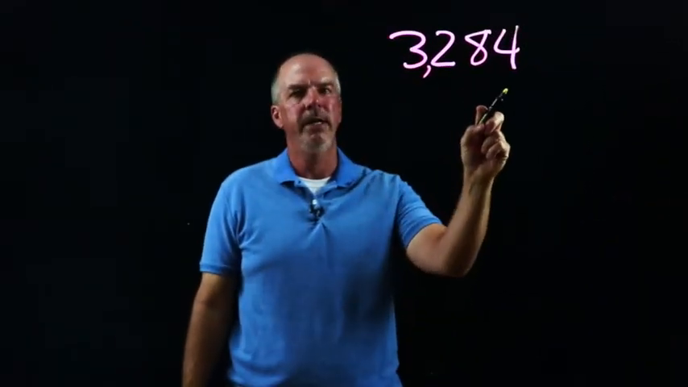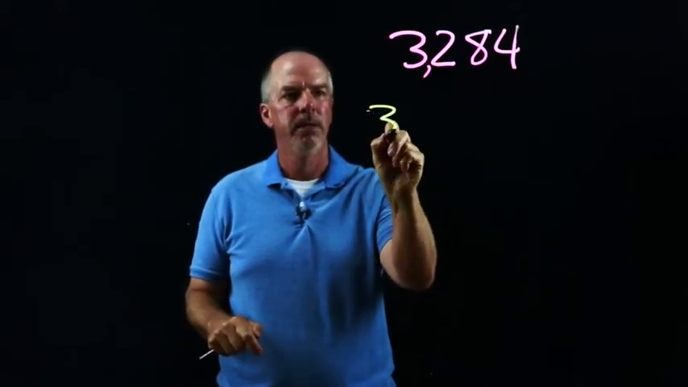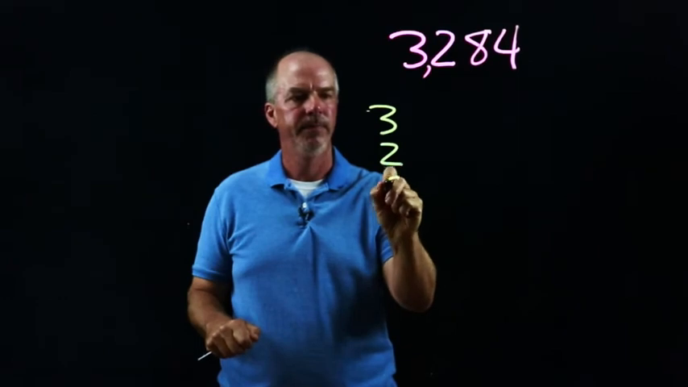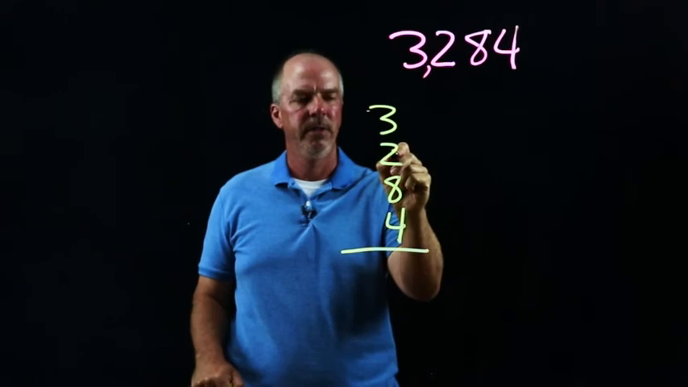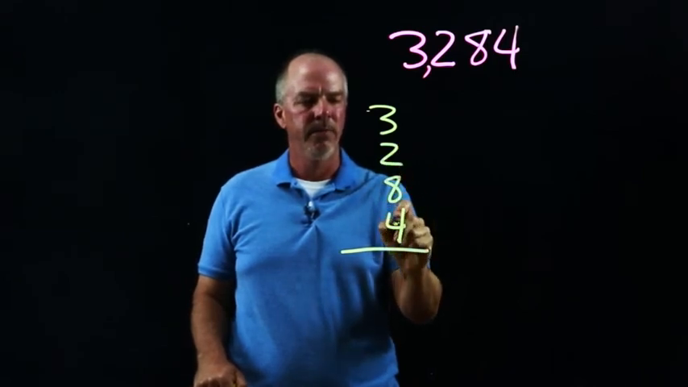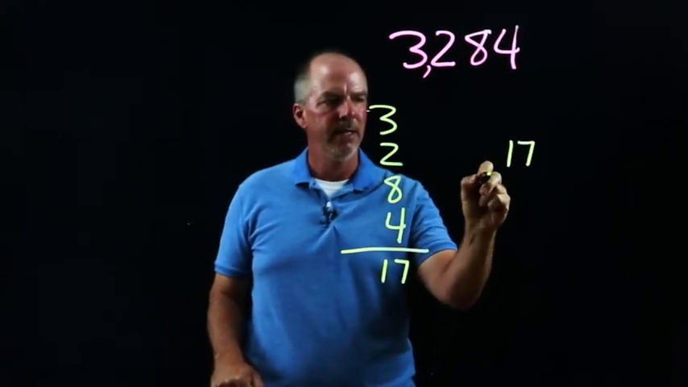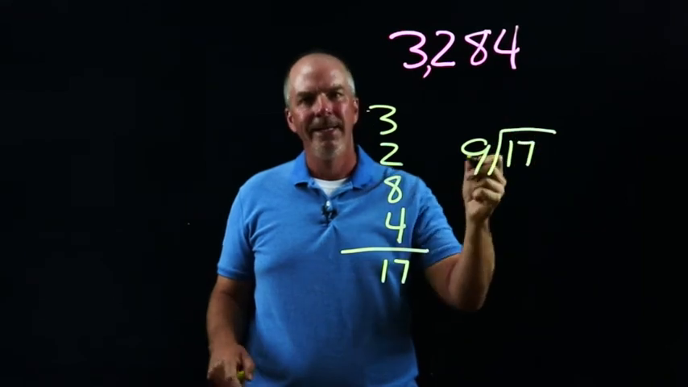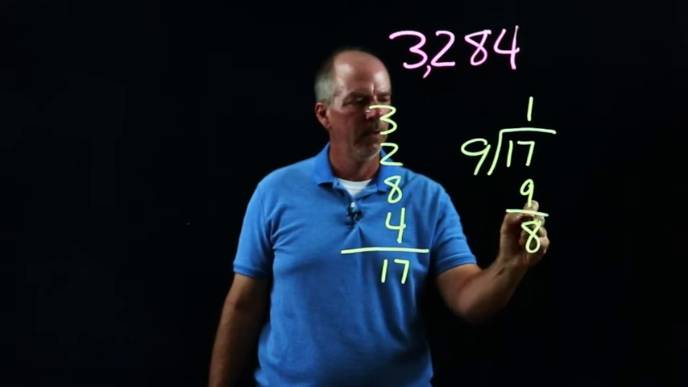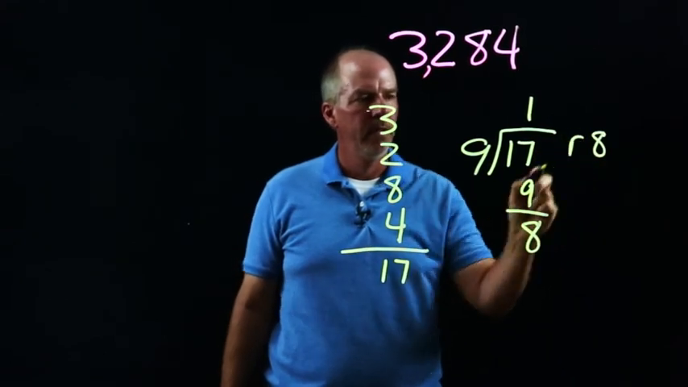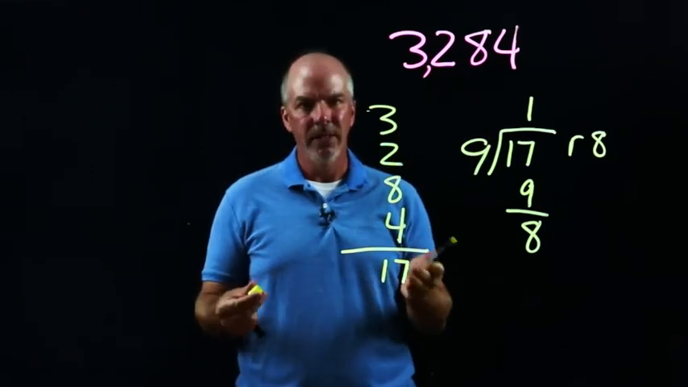Okay? Let's look at one more. Okay, 3,284. Is that divisible by 9? Okay, our rule is we add the digits up. So let's do it vertically this time. Okay, so 3 plus 2 is 5, plus 8 is 13, plus 4 is 17. Okay, so 17, is that divisible by 9? Well, again, no, because we know that 9 will go in there one time, and we're going to have 8 left over. So the number 3,284 is not divisible evenly by 9.